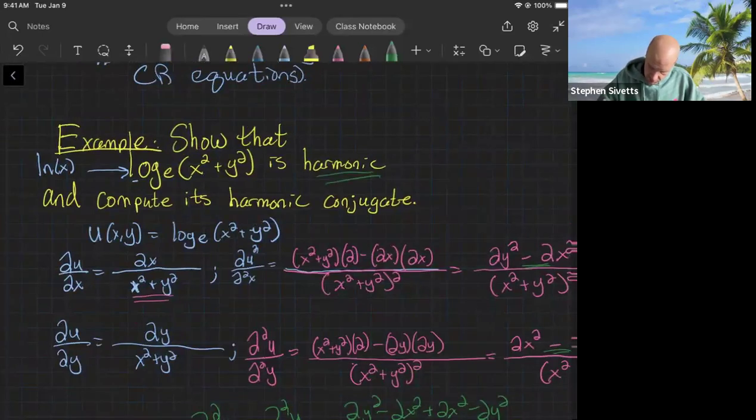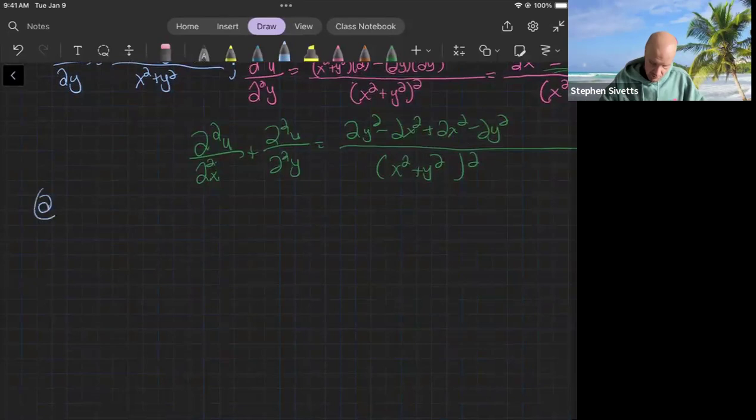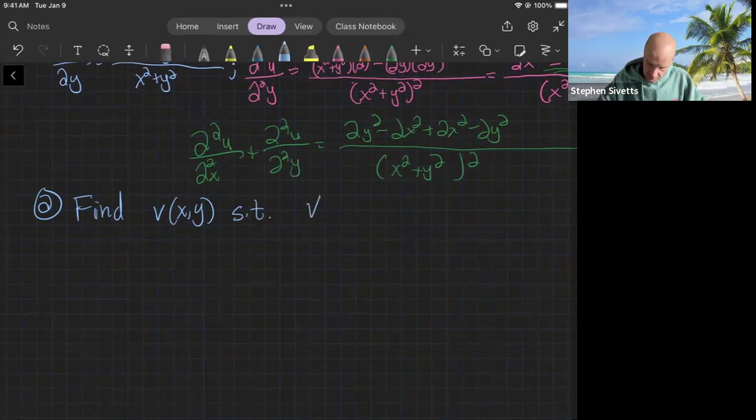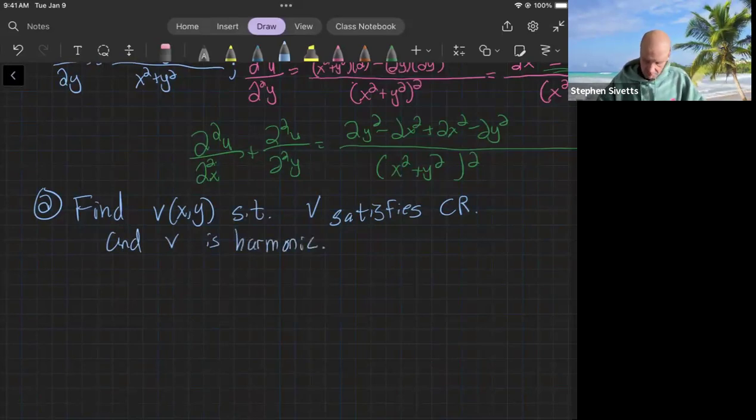So our function is harmonic. Next, we have to figure out its harmonic conjugate. So what we need to do is find v of x y such that v satisfies the Cauchy-Riemann equations and v is harmonic. Okay? Well, just go off from the Cauchy-Riemann equations.